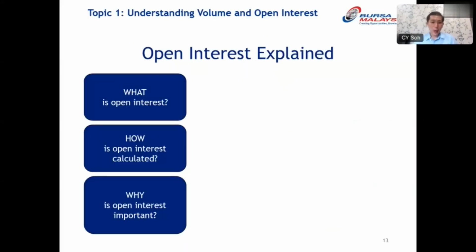Now, open interest. Do you know what open interest is or not? For those of you who know what open interest is, can you briefly share in a very short, quick sentence what open interest is all about? Whereas for those of you who do not know, you can also have a quick guess. If you know the answer, you can type in the chat box.